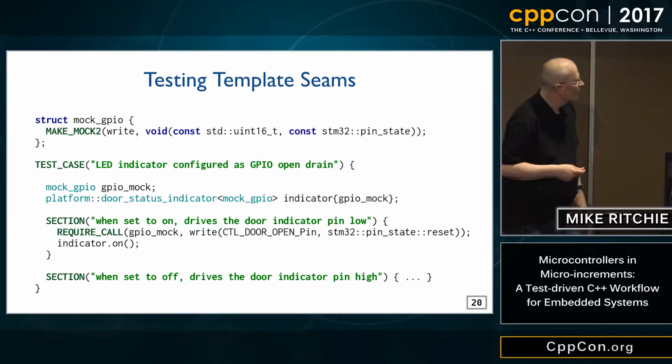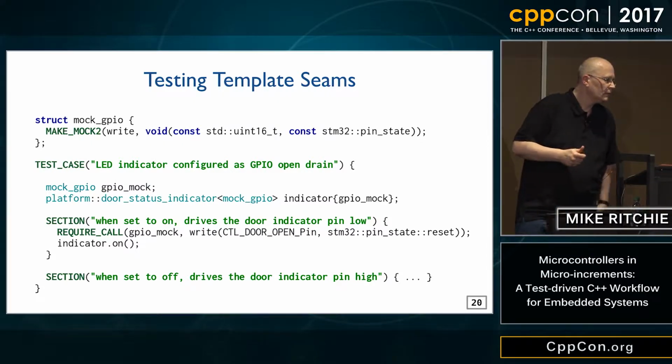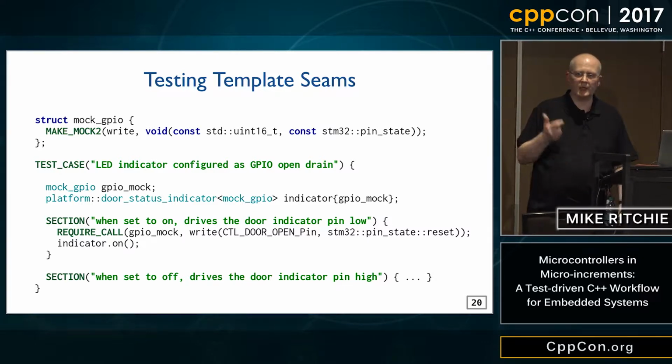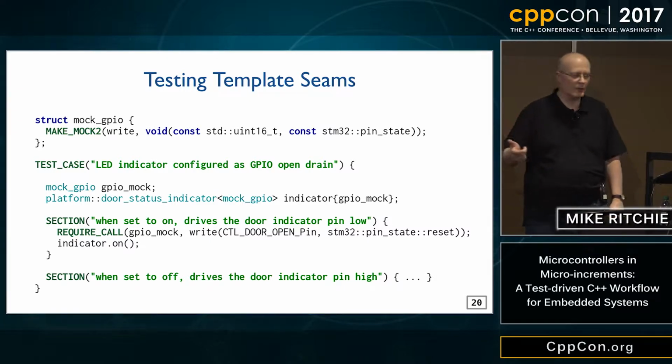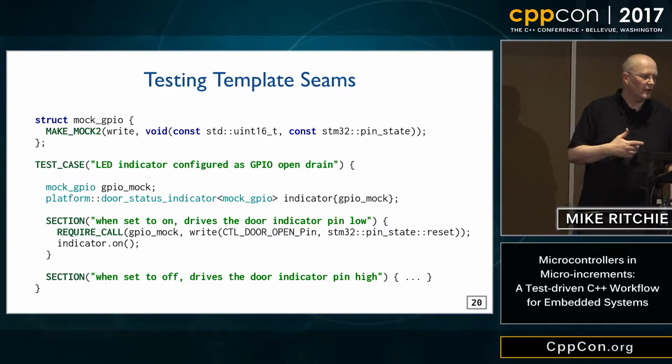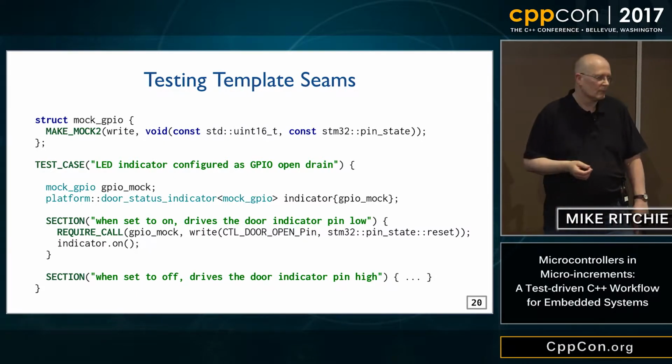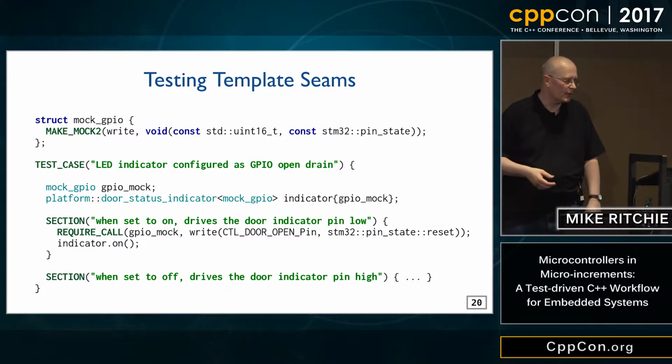Okay, so there we go. So mock GPIO, there's a test case, construct the mock, construct our door status indicator, parameterize based on the mock that we're using this time rather than the real deal GPIO, expect a call to write, and then exercise the indicator.